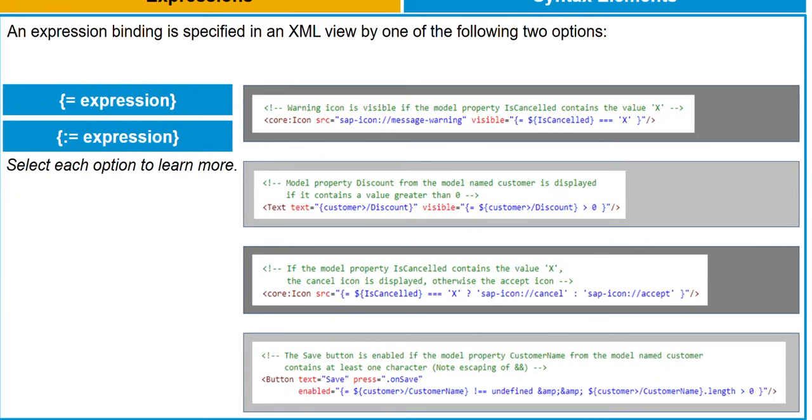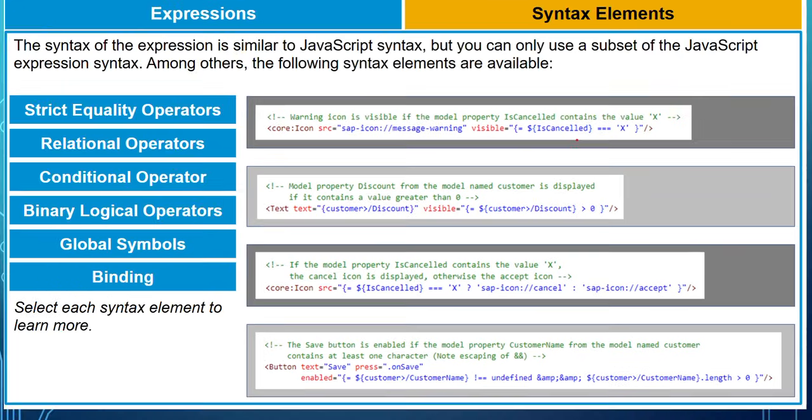So how do we define that expression binding in the view? Here we can see an example. For example, if it's greater than a value, then only you want to apply some discount, without writing code in the controller. Directly, the inline condition we can maintain like this. If you use equal to dollar, this is the binding way we need to maintain in our UI. Then the conditions, this is the syntax to perform this.